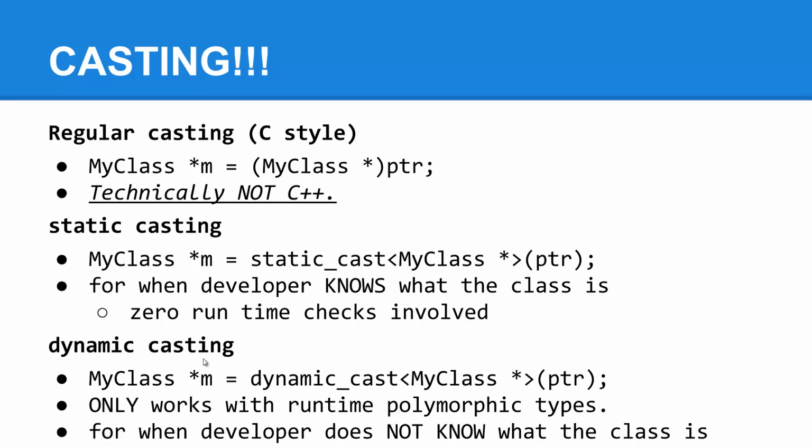Dynamic casting only works with the runtime polymorphic types that we've covered so far. So anything with virtual functions, virtual methods, etc. And the notation for all of these is exactly the same. In the brackets is the intended object, and then the pointer, the variable being assigned or casted, rather. And this is reserved for when the developer does not know what the object type is going to be at runtime. It could be for a very large system, very large project, and it's common in such cases.